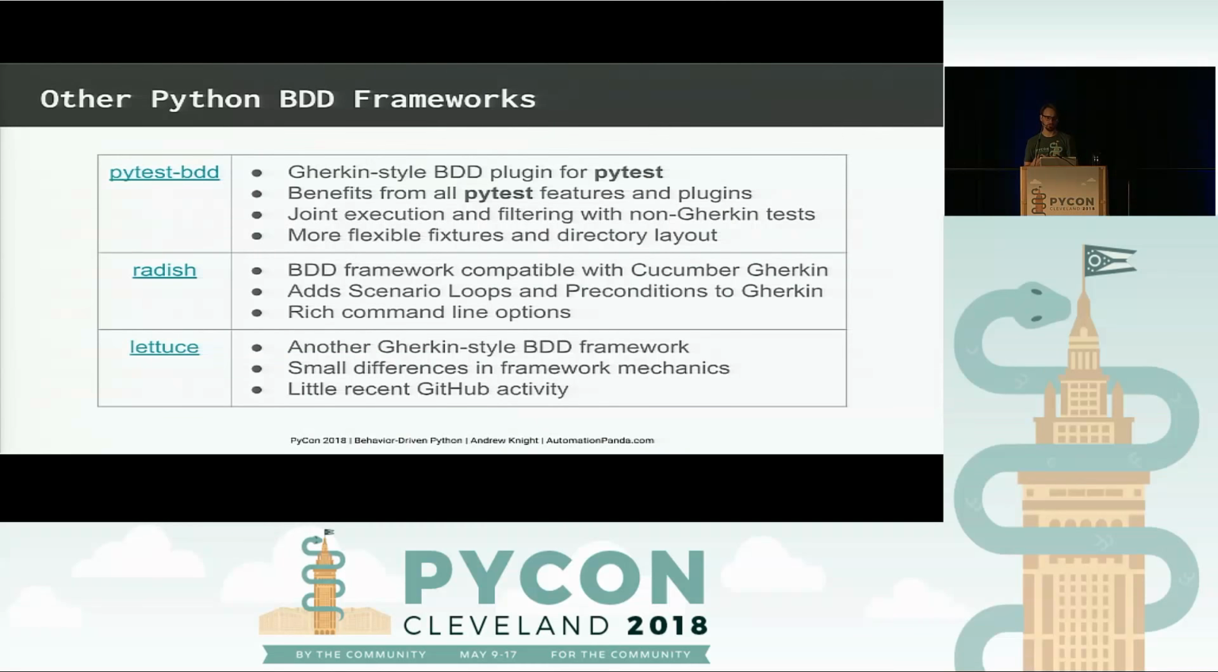Some others to mention, there's a project called Radish out there. It's very, very similar to... Cool, somebody shouting out in the crowd. Yeah, Radish is really cool. It's compatible with Cucumber Gherkin, but it's like Gherkin Plus. You get things like scenario loops and preconditions added to Gherkin. So it's more programmer friendly. And Radish also has very comprehensive command line options, which makes it great to use.